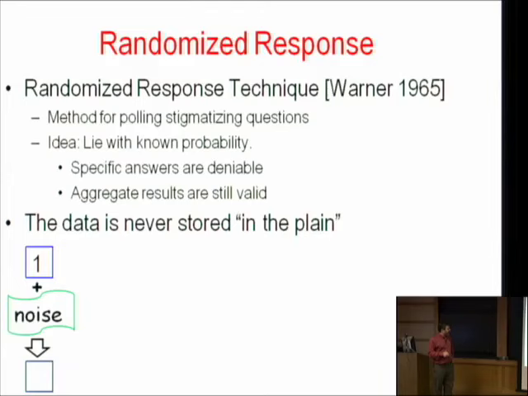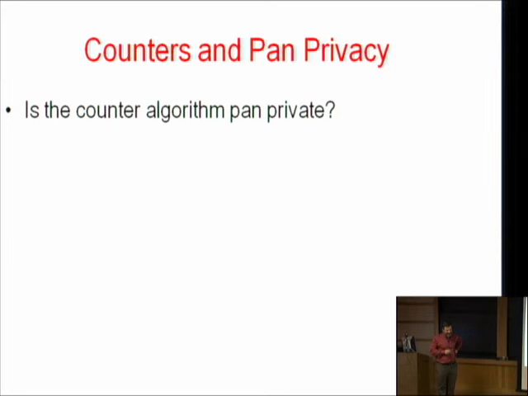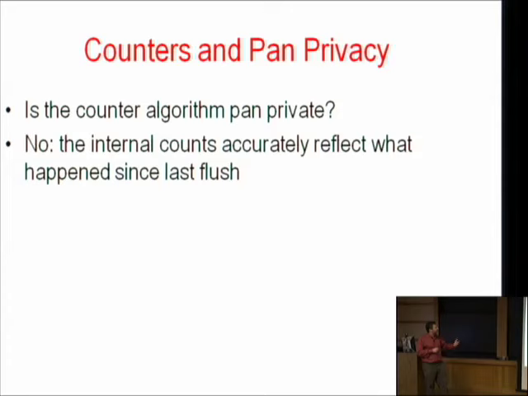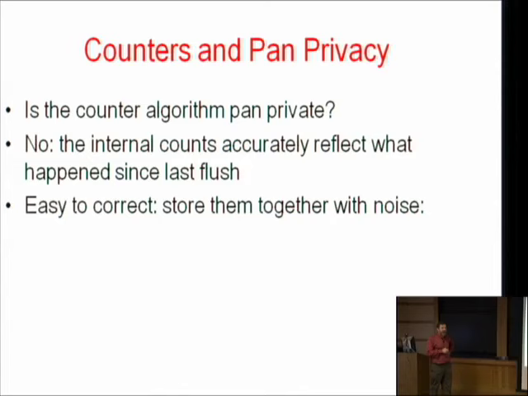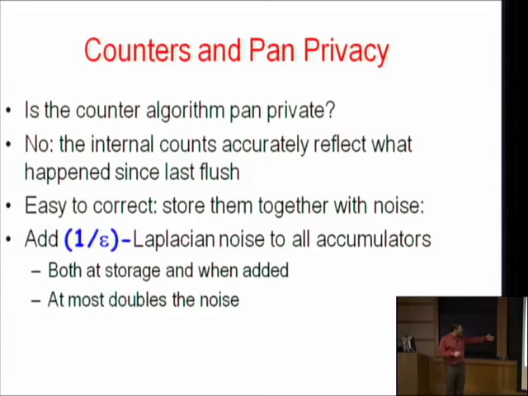So, as we said about randomized response, the question is: is our counter algorithm pan-private or not? It's not, because the internal count accurately reflects what happens since the last flush, and when the flush happens is known. But it's very easy to make it pan-private. As already hinted in the slides, you add noise to begin with. The accumulator is noisy, you start with the noise. So if it suddenly leaks, nothing happened, because it's a noisy version. You're simply adding noise both at the storage and when you add it. You've only doubled the amount of noise, so it's not so bad. It's very easy to correct the algorithm.